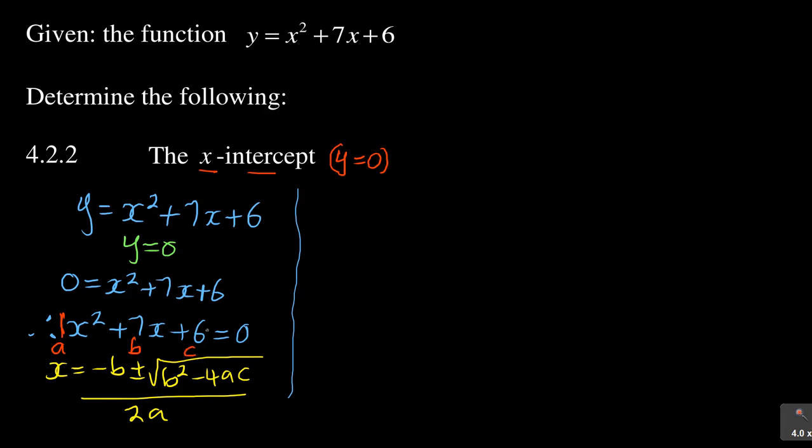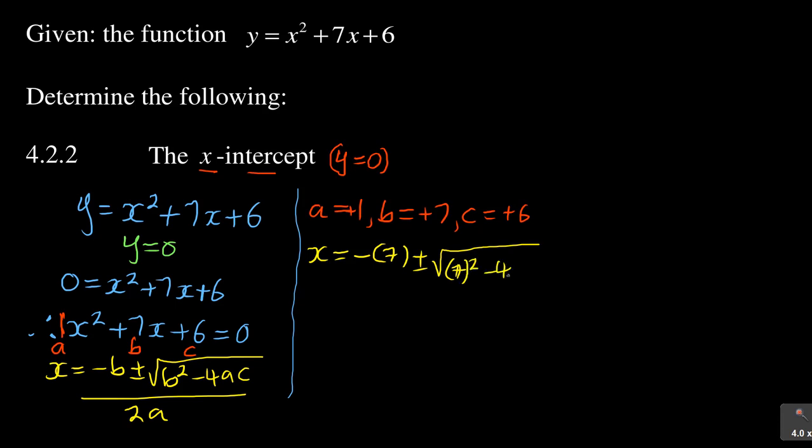So in this case, your a is equal to 1, my b is equal to plus 7. It's very important also to be careful with the signs. My c is equal to plus 6. And if you are to solve that, you're going to have x is equal to minus b, which is minus 7, plus or minus the square root of b squared, you put it in brackets, which is 7 squared, minus 4a, which is 1, c is 6, all over 2a, a is 1.